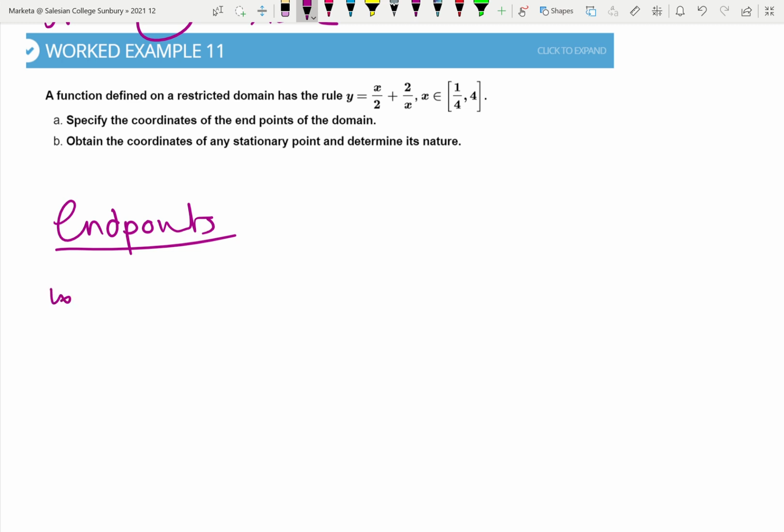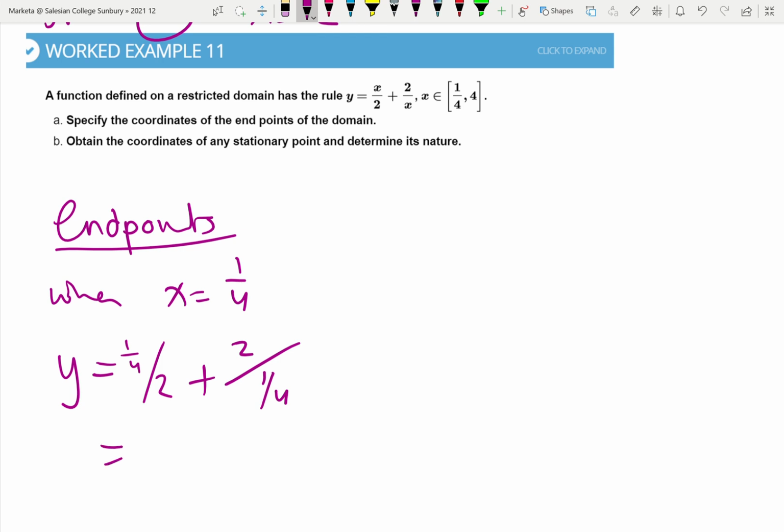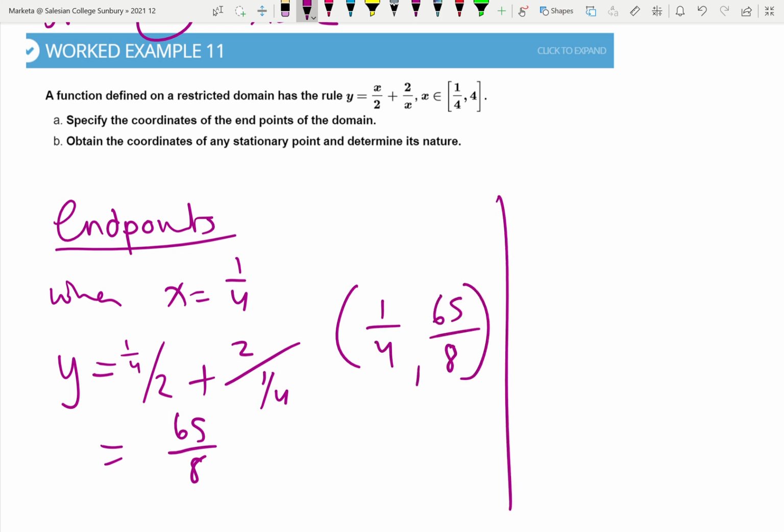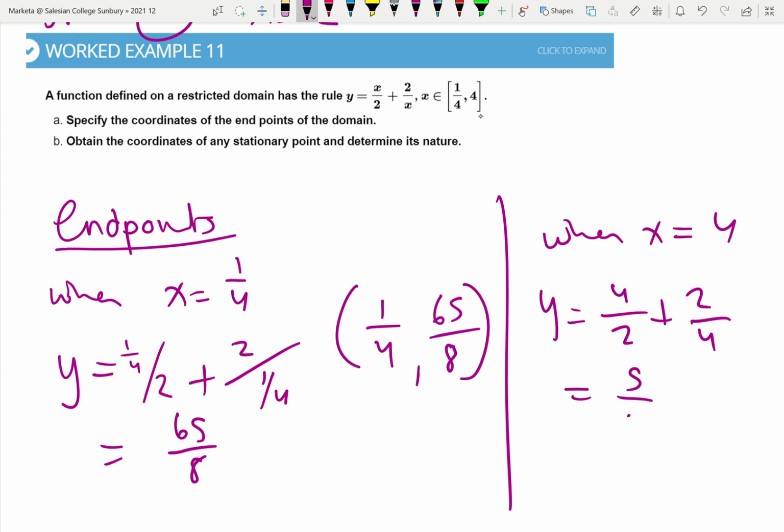So when x equals 1/4, well, we can sub in 1/4, and I'm just going to cheat and have a look at what that is. So we sub in 1/4, y equals 1/4 over 2 plus 2 on 1/4, and that equals 65 on 8. So the first endpoint is 1/4, comma 65 on 8. And the second endpoint is when we sub in a 4. So when x equals 4, y equals 4 on 2 plus 2 on 4, and that's going to equal 5 on 2. So the second endpoint is 4 comma 5 on 2. So there are the endpoints.